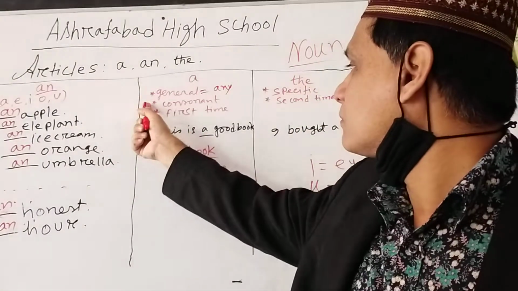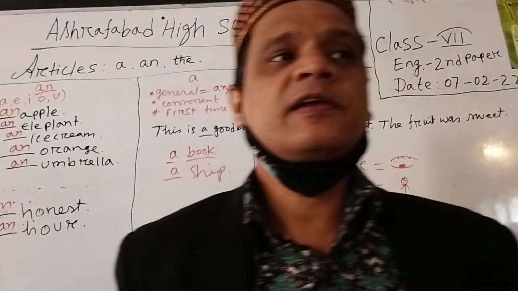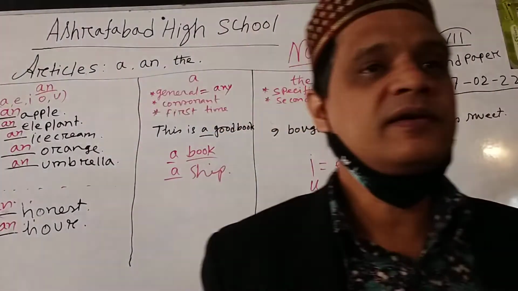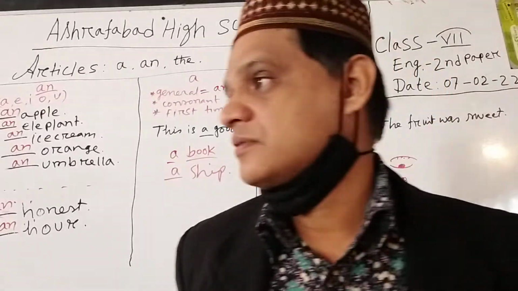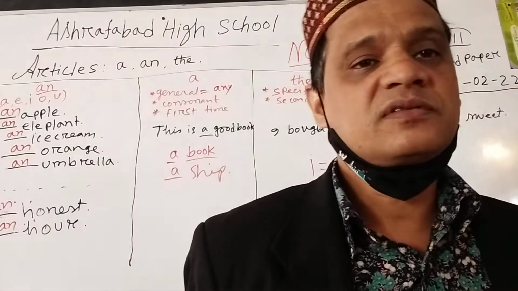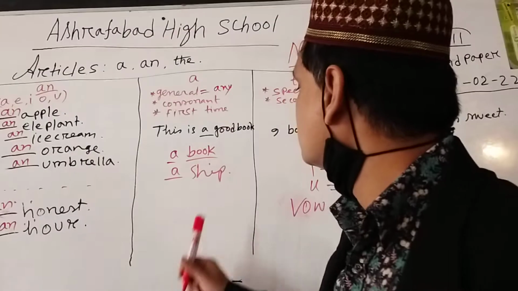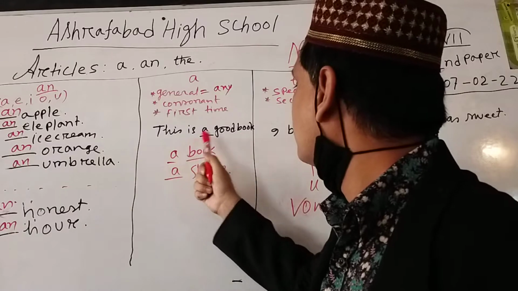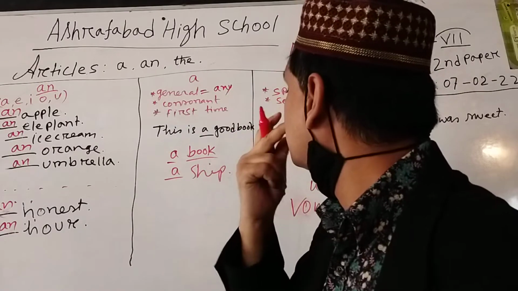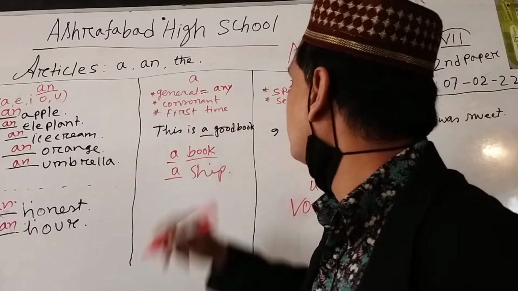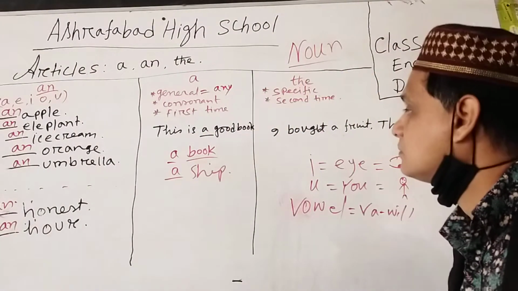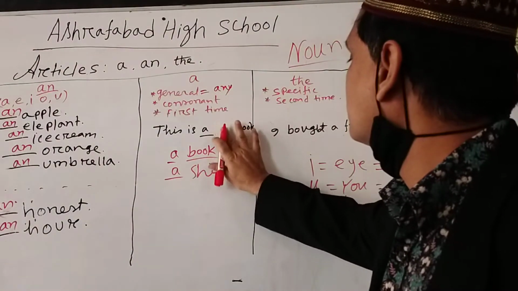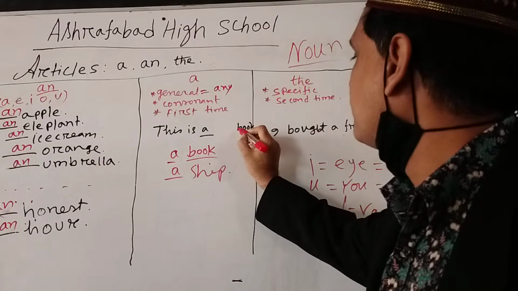Another point to remember to use the article A is consonant. We have five vowels in the alphabet. The rest are consonants. So before a consonant we use the article A. This is a good book. Here before the noun A is used. Or, this is a book. Book begins with B, a consonant.